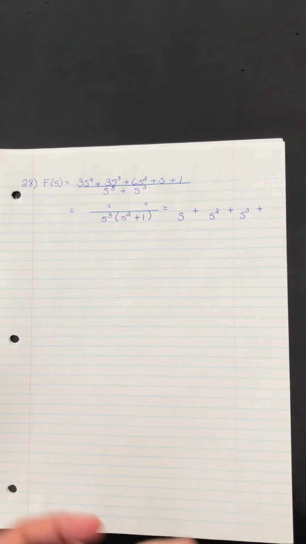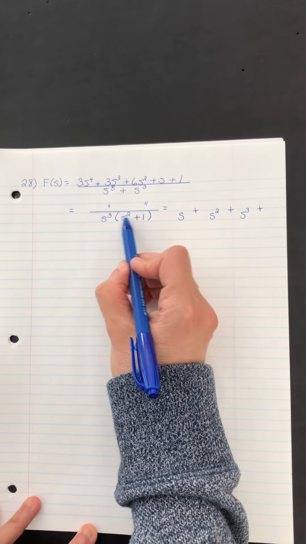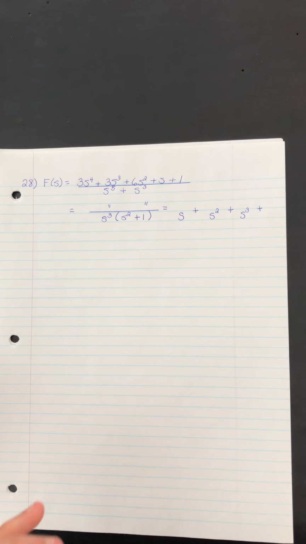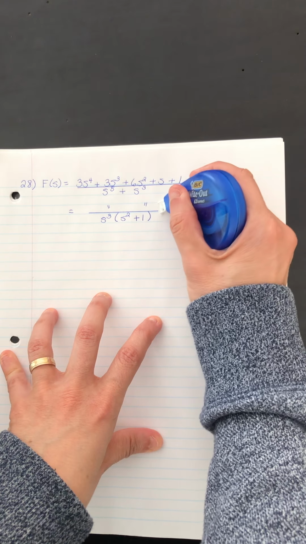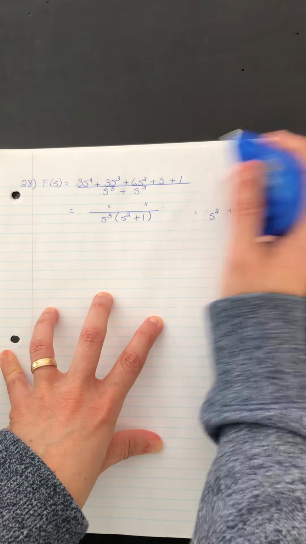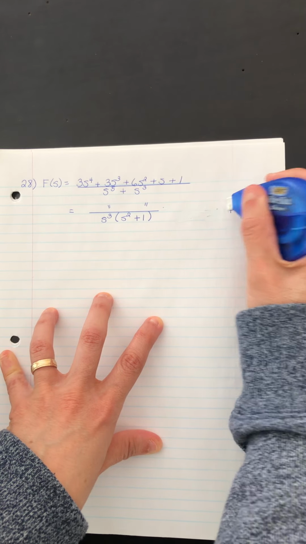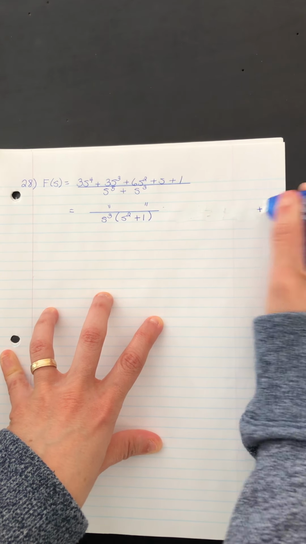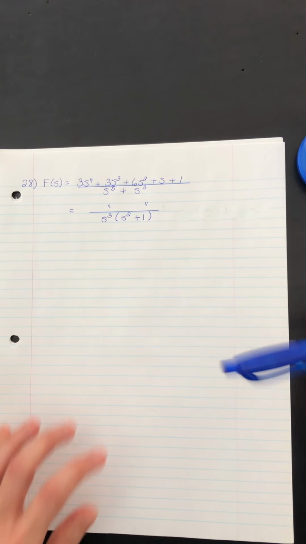And then finally, this, I don't have room to write here. Why did I think I have room? Finally, the quadratic factor of s squared plus 1. I'm going to move this to the next line, because there's no room for this. I don't know what I was thinking.